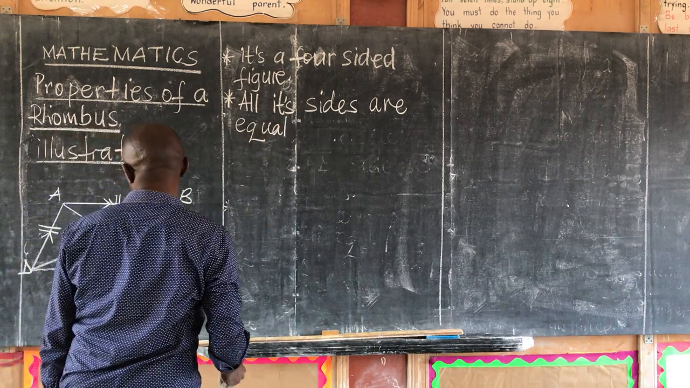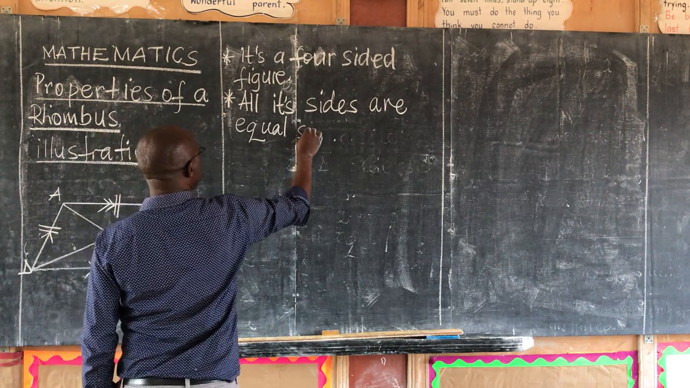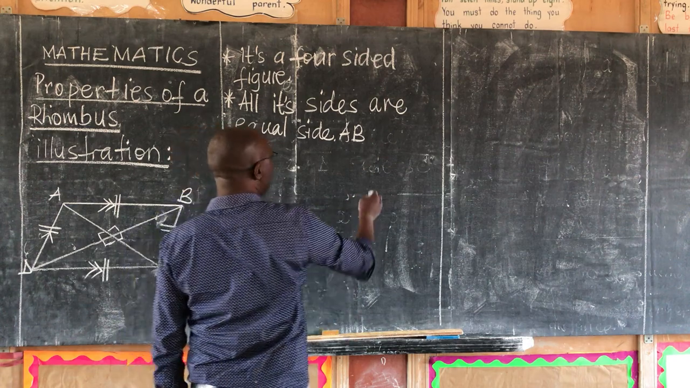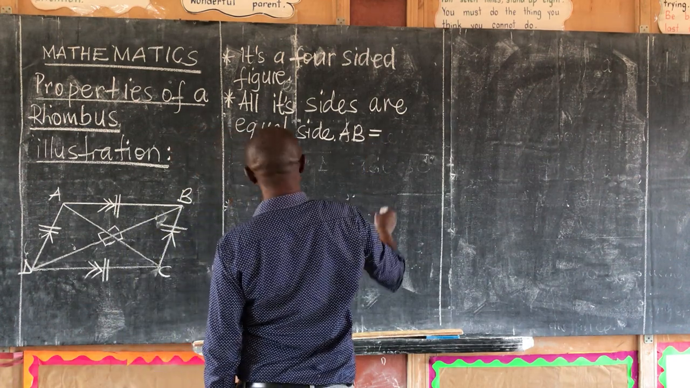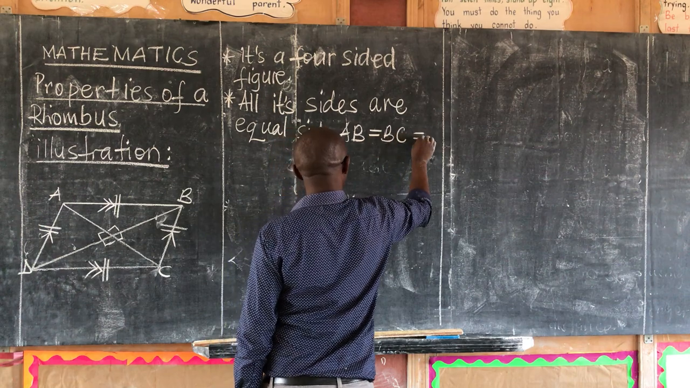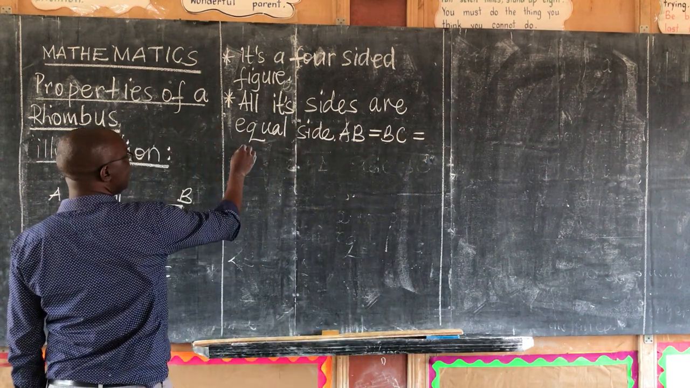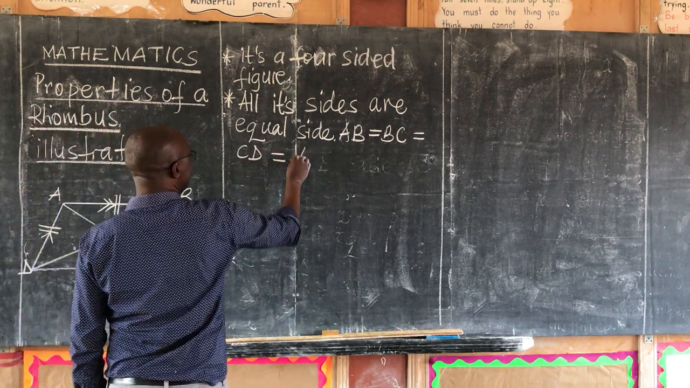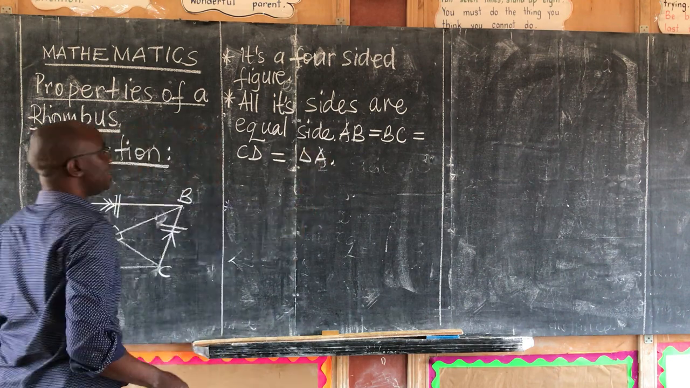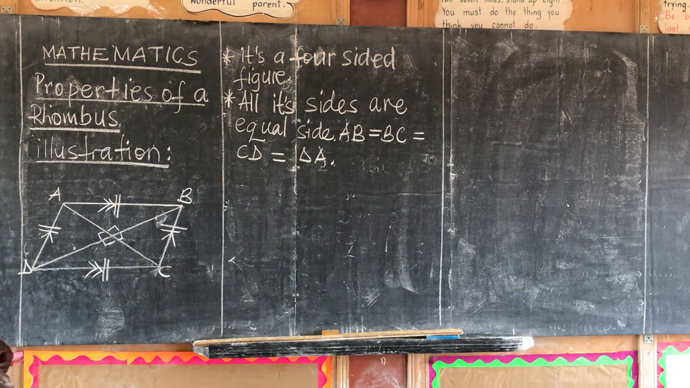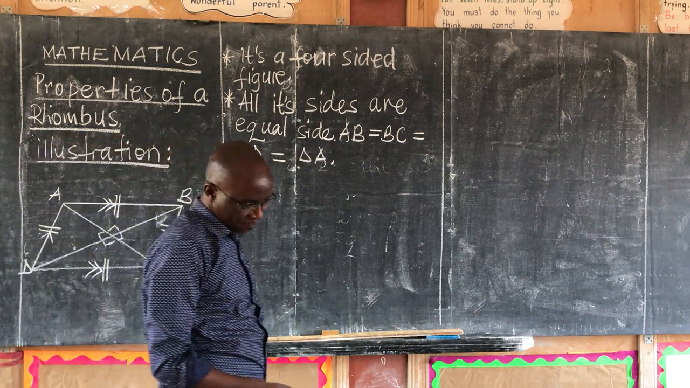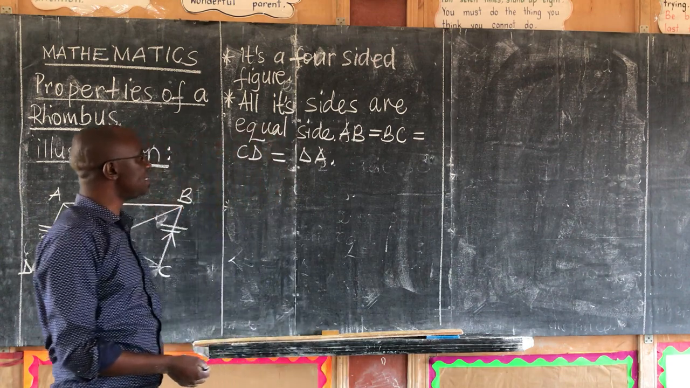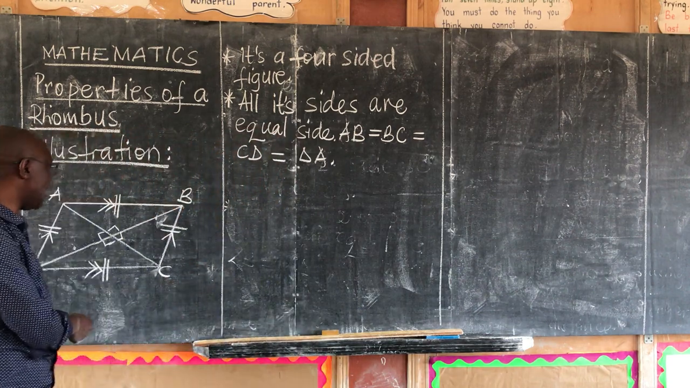That is to say, side AB is equal to side BC is equal to side CD is equal to side DA. When you look at the diagram, all the sides of a rhombus are equal. That is to say, side AB is equal to side BC is equal to side CD is equal to side DA.